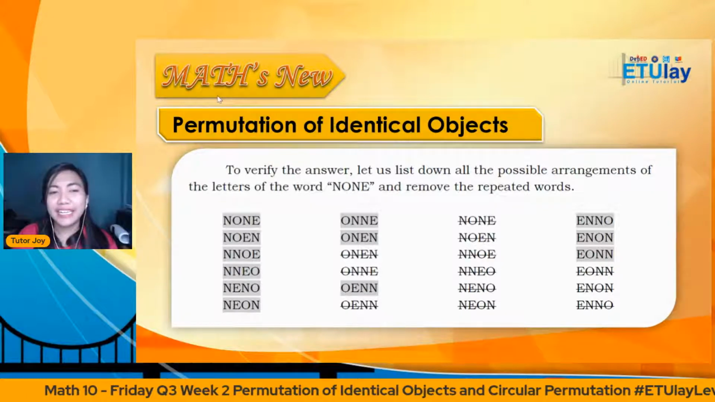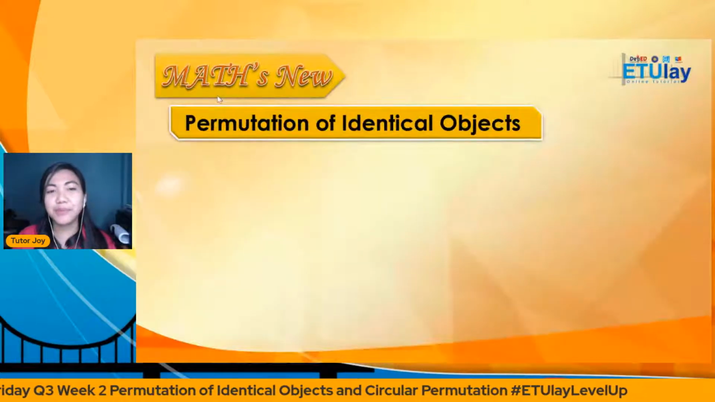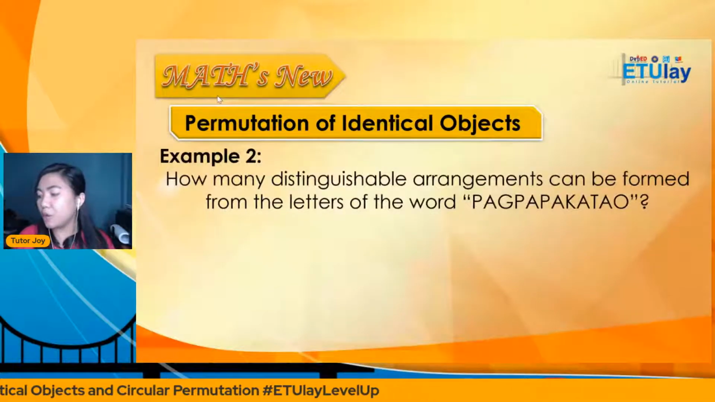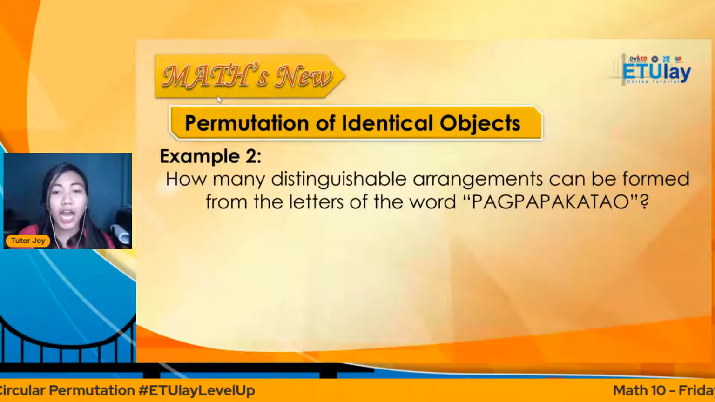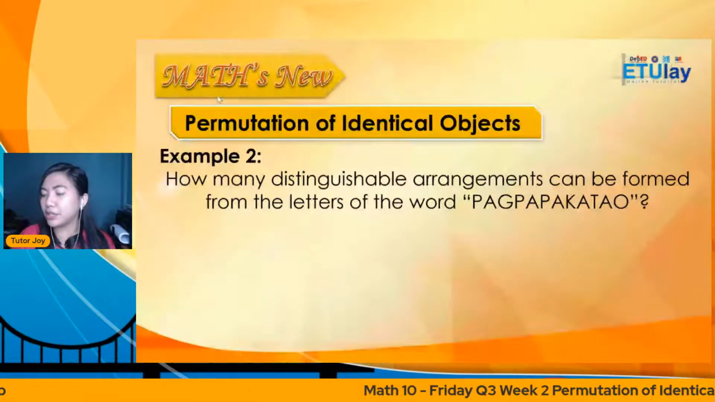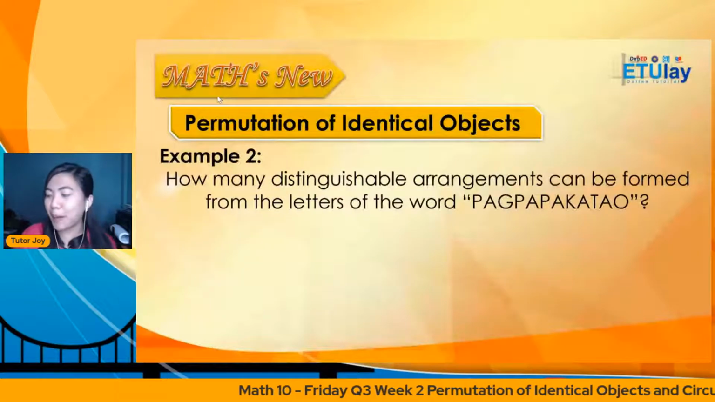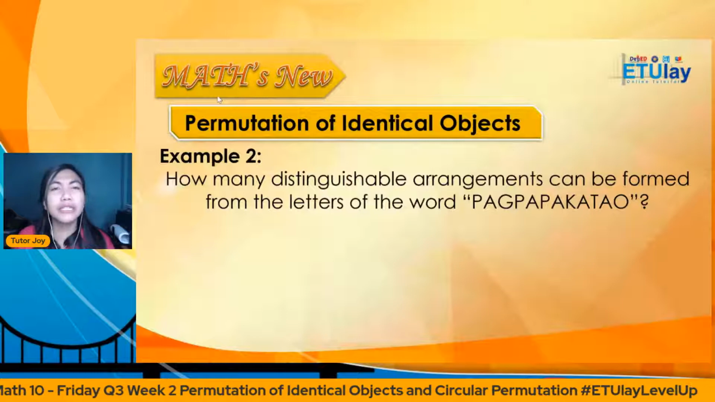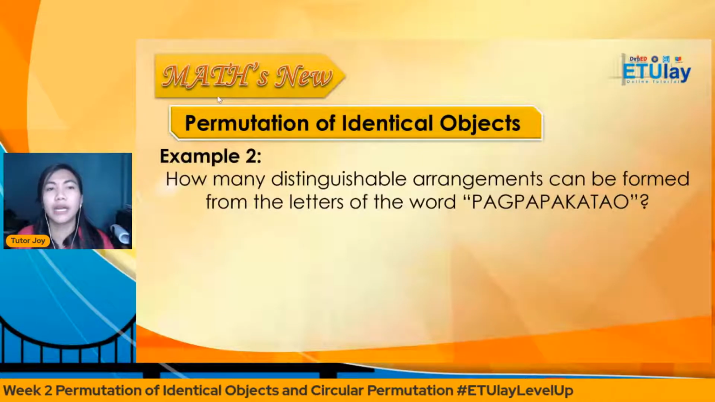Okay, next, permutation of identical objects, example 2. Now, here is our second problem. How many distinguishable arrangements can be formed from the letters of the word pagpapakatao? Ayan, pagpapakatao. Sabi nga nila, no, ang daling maging tao pero ang hirap magpakatao.